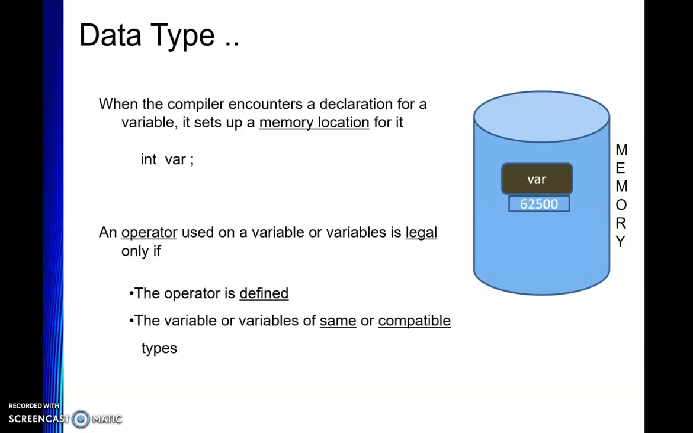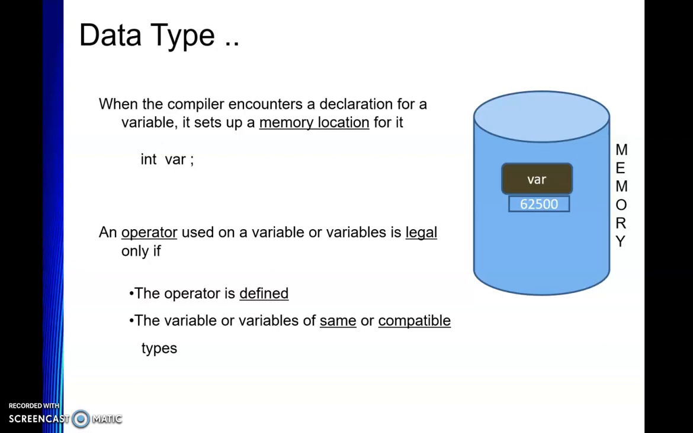So we have certain memory locations. For example, I'm giving the memory location 62500, right? Now, what kind of data is stored in the variable? If I write int var, that means we are telling that this particular variable will be storing an int. When I'm declaring this int var, a declaration for a variable sets up the memory location for it. So it will set up the memory location where exactly the int var will be stored.